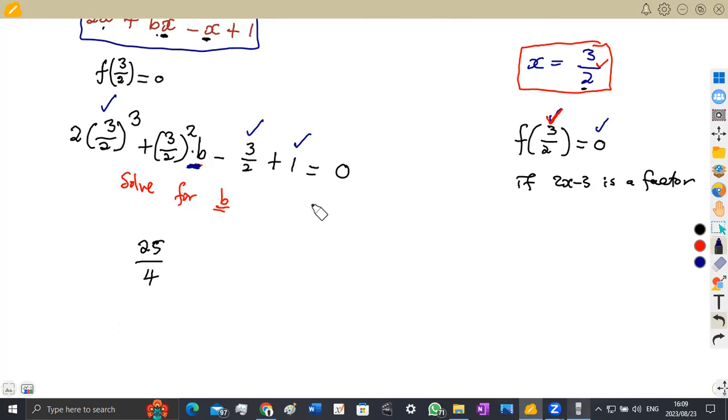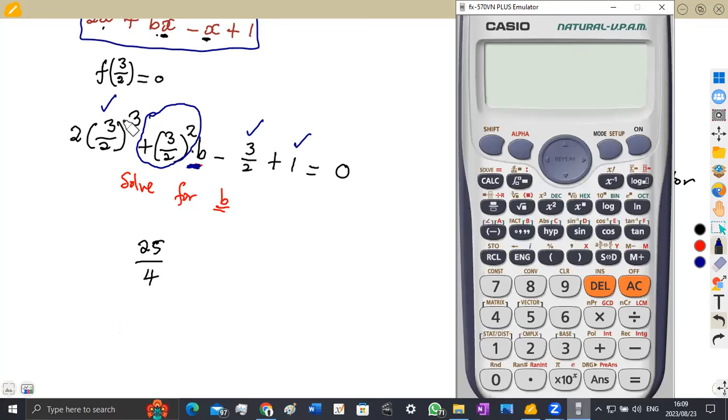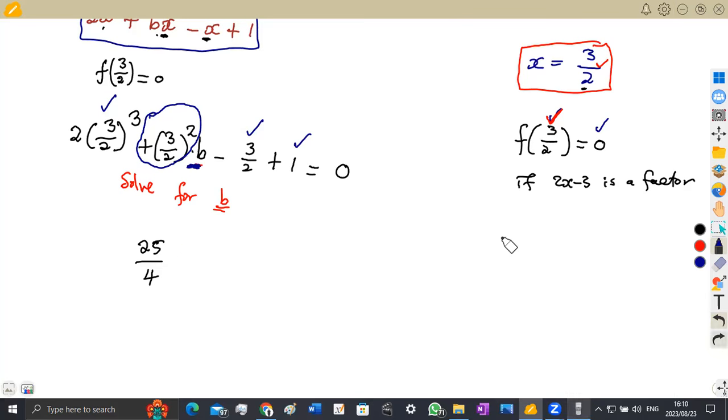So what is remaining now? We are going to simplify this part where there is a b. This is the only part that we are going to simplify, which is 3 over 2 squared. So we're going to have 3 over 2 in brackets squared, which is going to be 9 over 4. So this will be plus 9 over 4 b. Remember, there is a b here. So this is supposed to be equal to 0. Now let us solve for b.